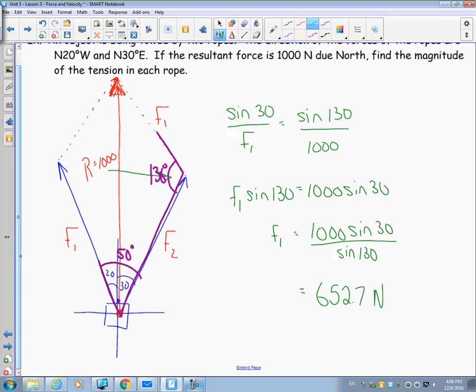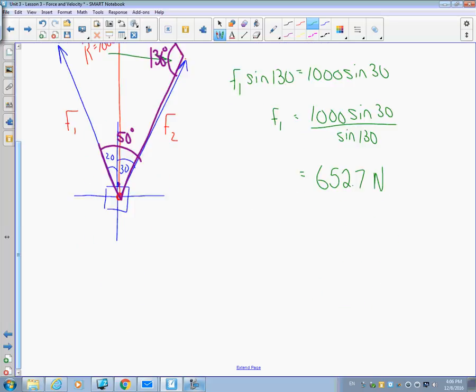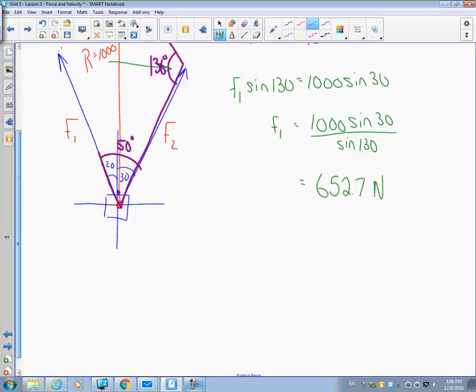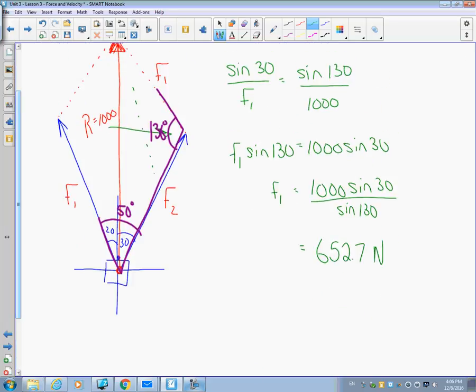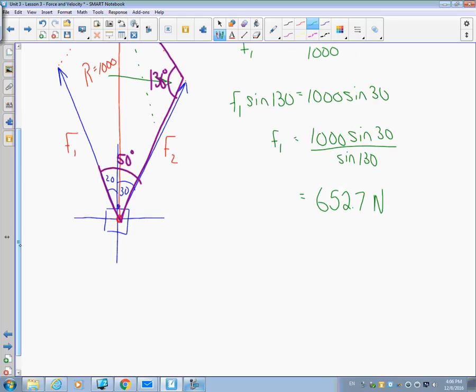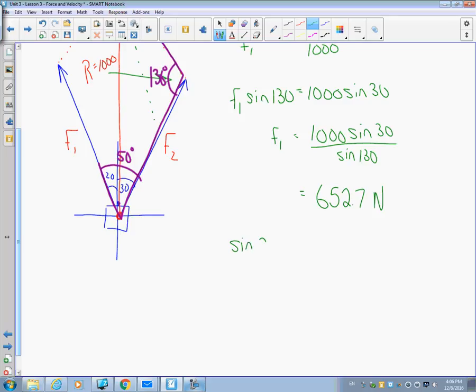I can do basically exactly the same thing for force number 2. And force number 2 is across from that angle up there. And because our triangle adds up to 180, this little bit has to be 20, or you can use your Z pattern if you want to also. So we can get the sine of 20 across from force 2 equals the sine of 130 again over the 1,000 Newton resultant. And we're going to follow the exact same procedure.